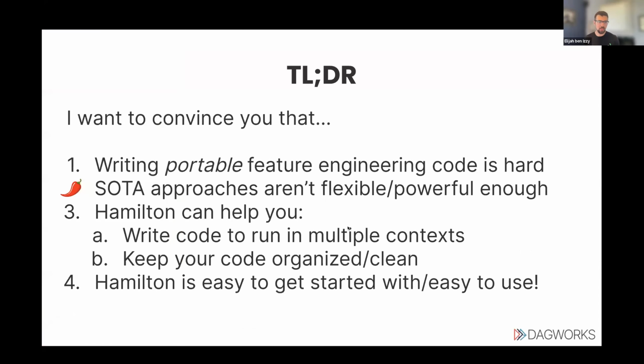So today, what do I want you to come home with? I want to convince you that 1, writing portable feature engineering code is hard. 2, state-of-the-art approaches aren't flexible and powerful enough. I put a little spicy emoji by this because you're hearing about a lot of interesting state-of-the-art approaches, and I think they're all amazing. I want to offer a slight alternative, or a very different way of thinking about it. Hamilton can help you write code to run in multiple contexts and keep your code organized and clean. And Hamilton is easy to get started with and easy to use.